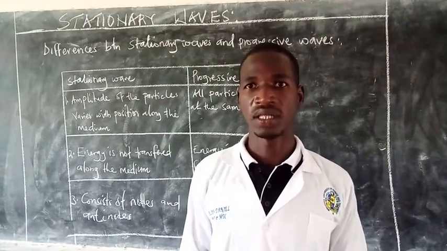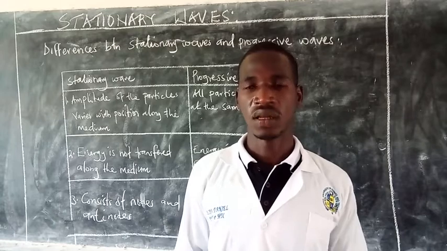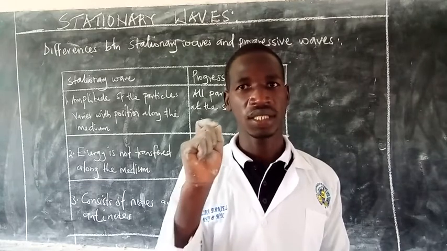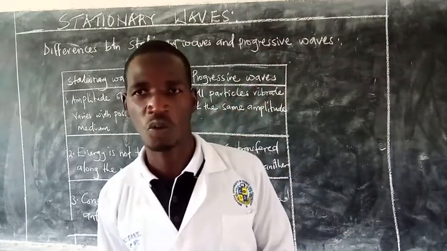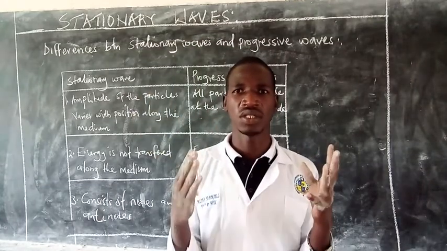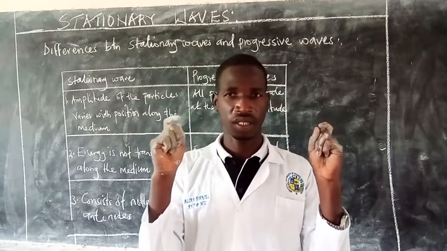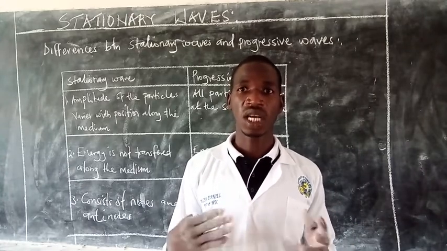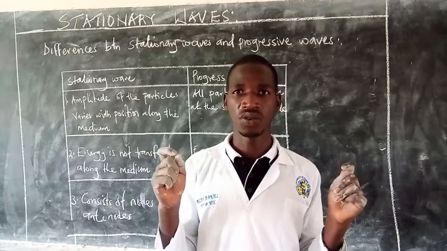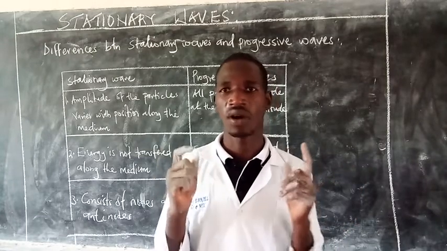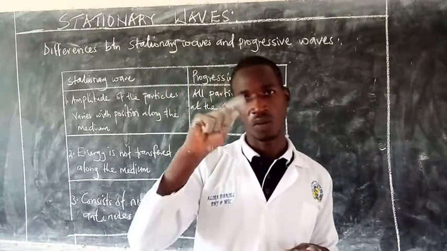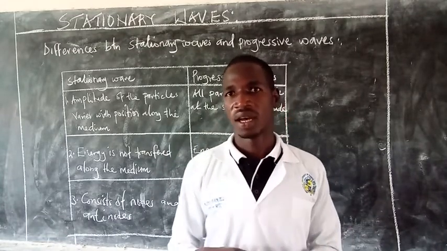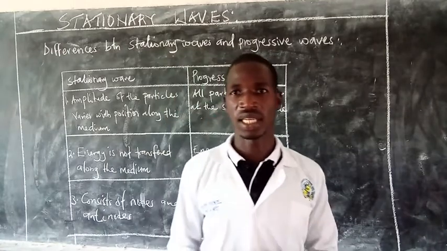It is also important to note that the distance between two consecutive nodes or antinodes on a stationary wave is a half wavelength. When you're discussing progressive waves, you say that the distance between two consecutive crests or troughs is equal to what? Wavelength. But when talking about a stationary wave, the distance between two successive nodes or antinodes is equal to wavelength divided by 2. That is half wavelength. Our lesson for today is ending here.